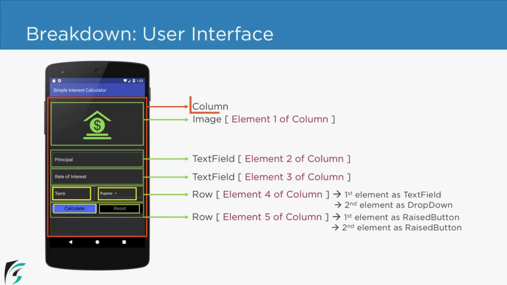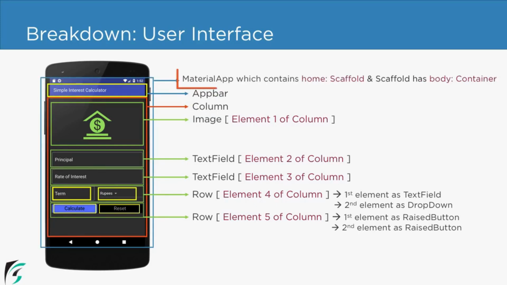Now on the top, just above the column element, we will have the app bar. And this whole application will be wrapped with the help of the material app widget that contains home as scaffold, and further the scaffold contains body as container. Pretty simple, isn't it? So let us start creating our user interface.